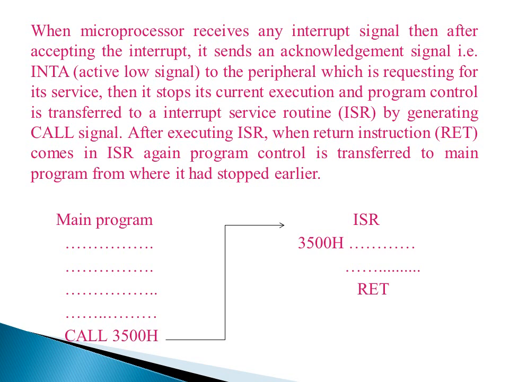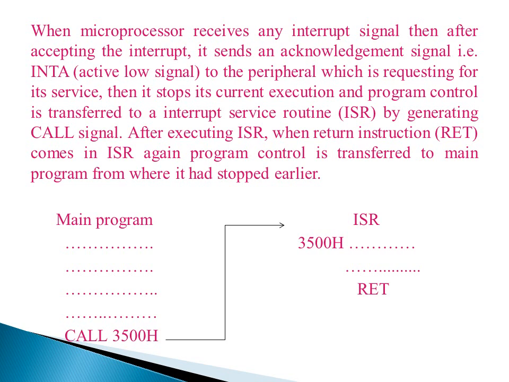So now let's understand what happens when the interrupt signal comes to the microprocessor. When the microprocessor receives any interrupt signal, then after accepting it, it sends an acknowledgement signal, that is INTA, which is an active low signal, to the peripheral device which is requesting its service.